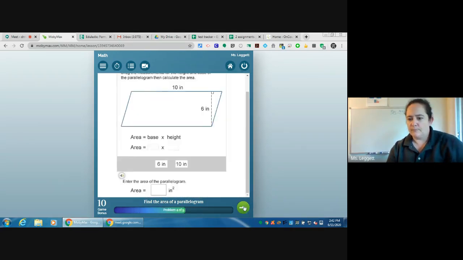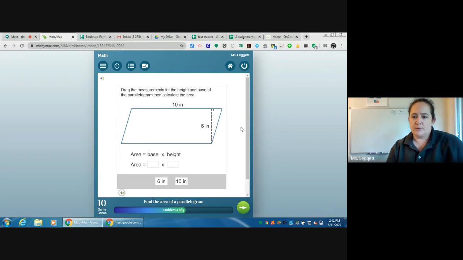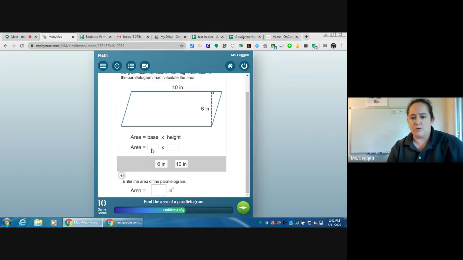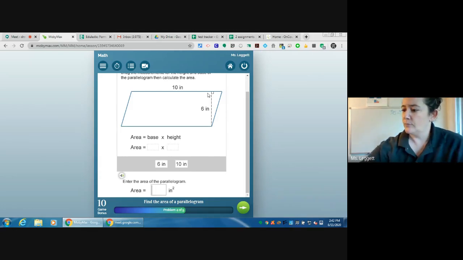Okay. Drag the measurements. So I'm assuming they're going to tell me to drag the measurements and then calculate the area again. Sorry, I'm multitasking here, but I'm here.